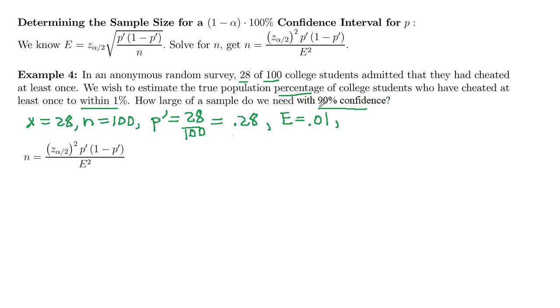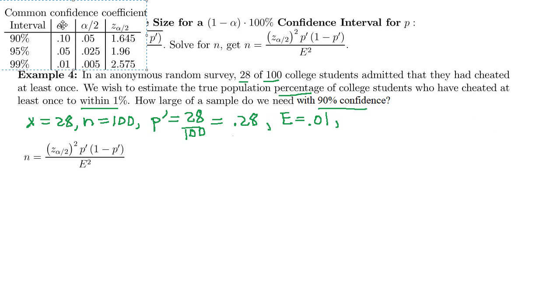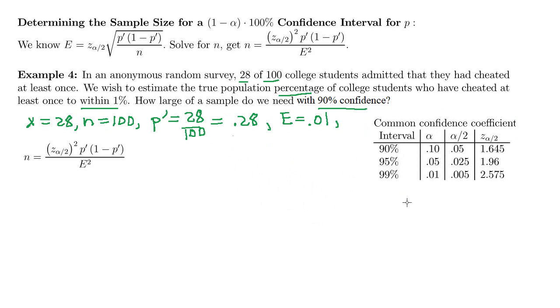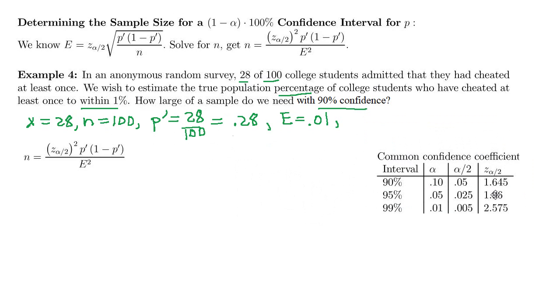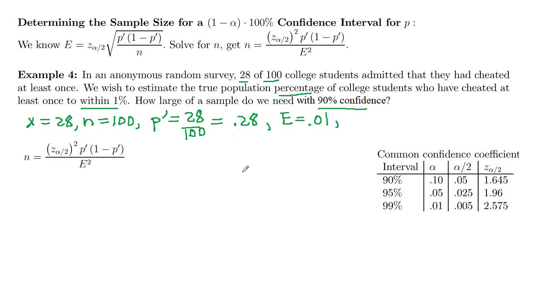So this is 90% confidence, so we can use the common confidence coefficient table to find that z-value. So there's the table. We see for 90% that our z-value is 1.645. And with 90% confidence, our alpha over 2 is 0.05. So that's z 0.05 is 1.645.